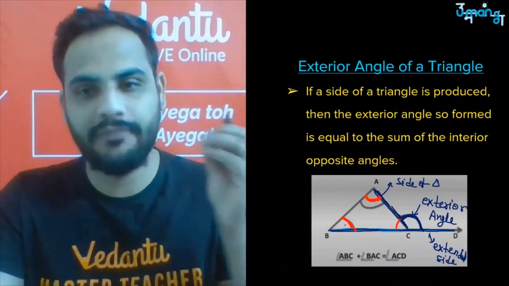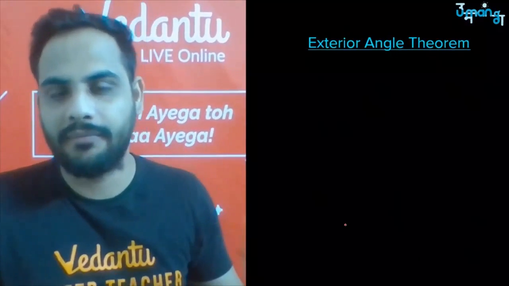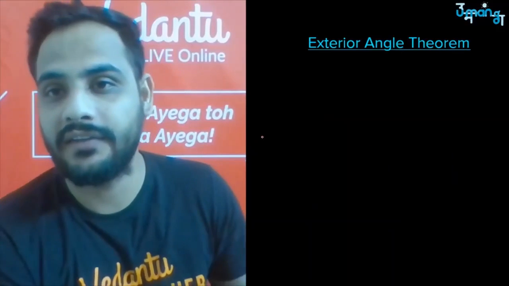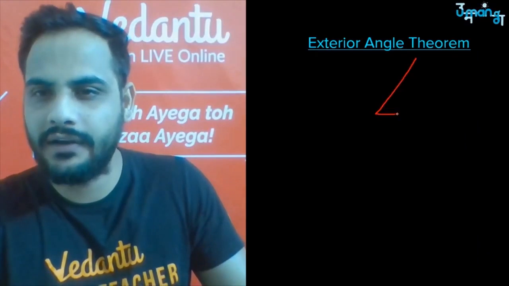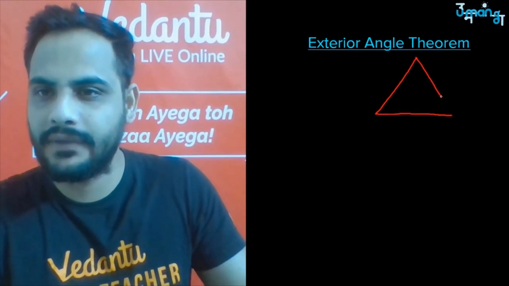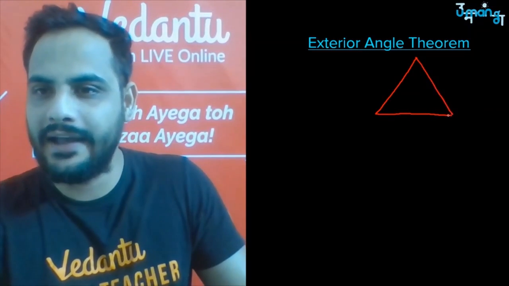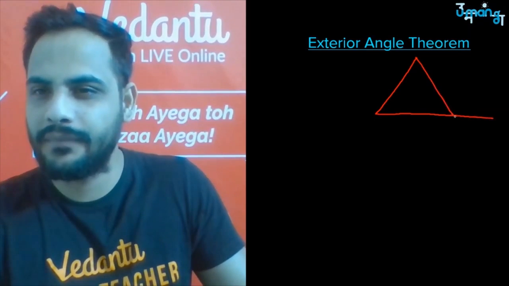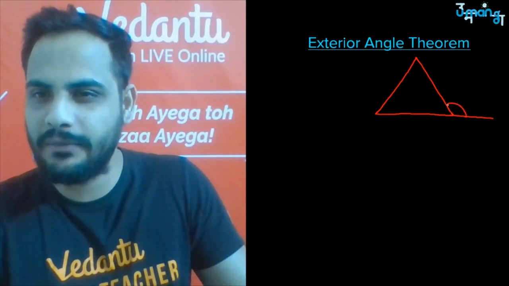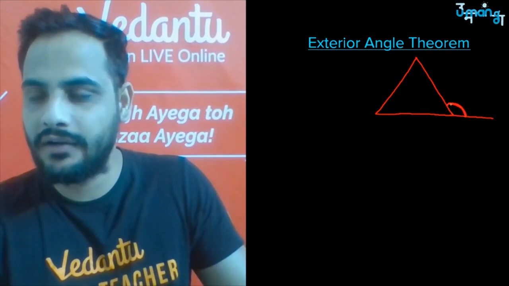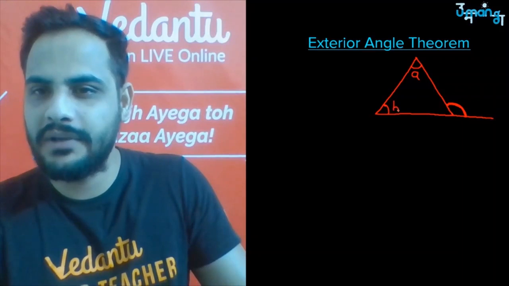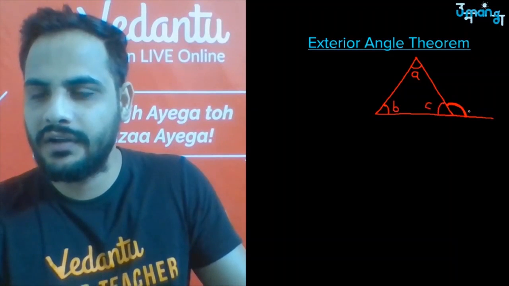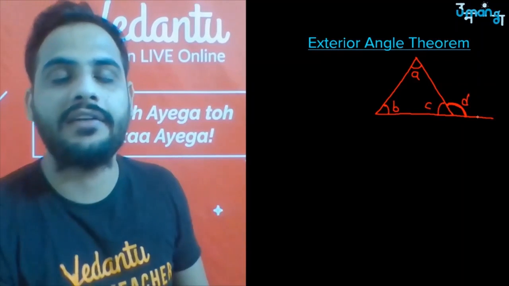Now how do you prove it? The proof is very easy. Listen carefully. Let me draw a triangle for you. Let's say this is your triangle, and I am extending this side over here. So I will definitely say this will be my exterior angle. Let's say this is A, this is B, this is C, and the exterior angle is D.